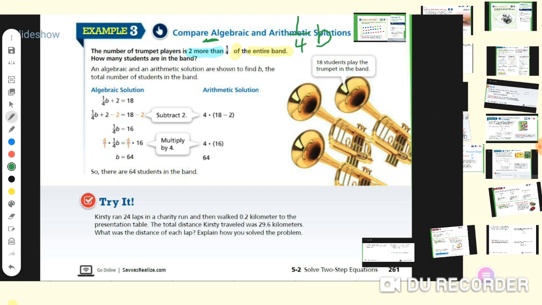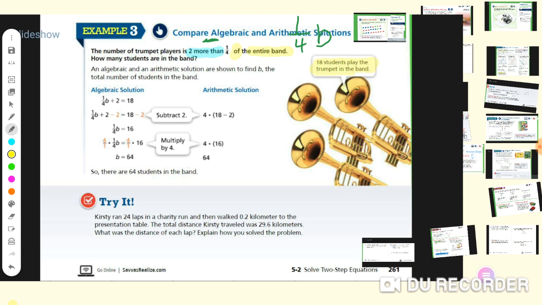Okay, how many students are in the band? So I need B. He asks for B. Let's translate it again. In the picture, as you see here, I have 18 students who play trumpet. He gave me a number, okay? So the number of trumpet players is more than, so it's what? More than 1/4 of the entire band, okay? And at the end, the number is 18.